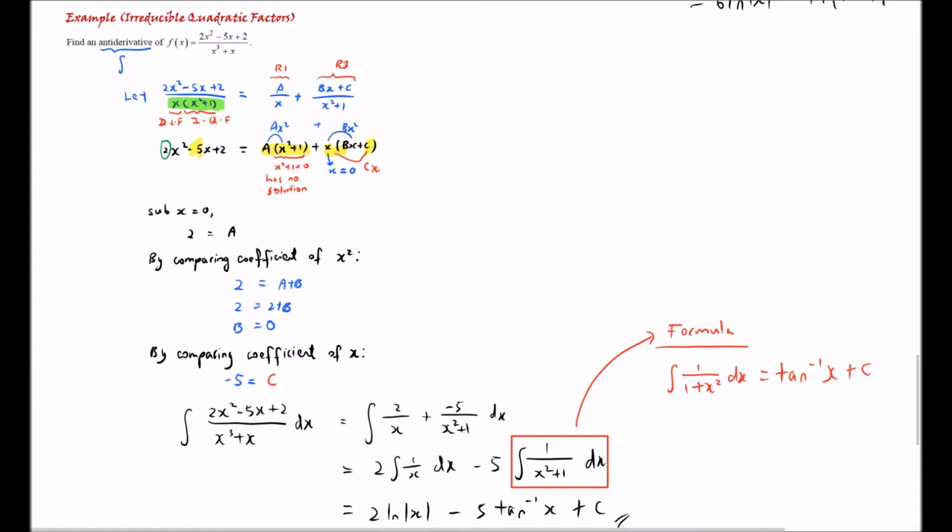types of question. Now the next 2 examples I will present in the next video, which are the last 2 examples for integration. So after that I will go into L'Hopital's rule, then followed by improper integration.